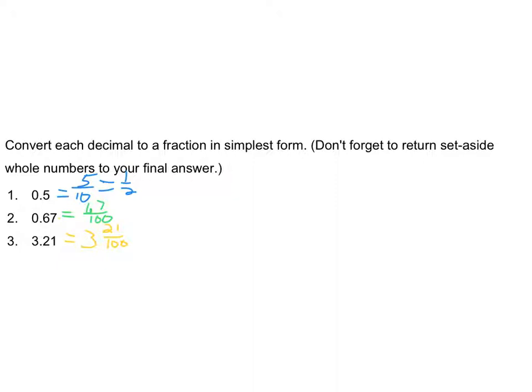Last one, 3.21. The 3 stays out as a whole number. The 21 goes on the top of the fraction, and on the bottom I put 100 because there are 2 zeros, because there are 2 numbers to the right of the decimal.